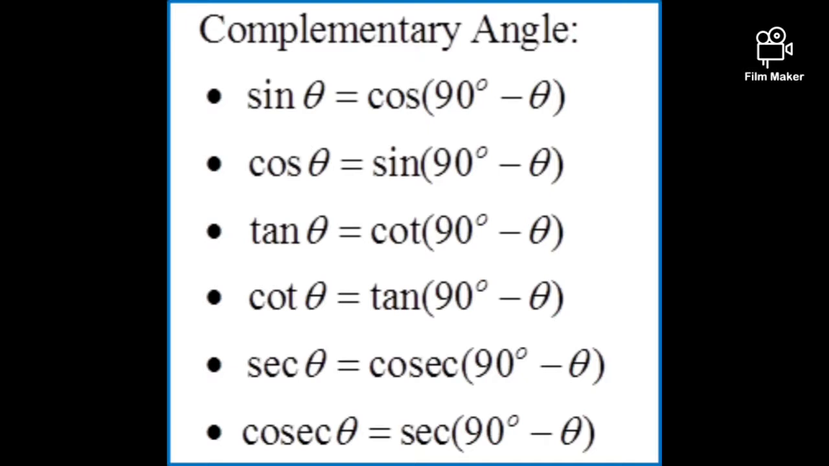So, the next topic we learned earlier was the complementary angles. That is, sine theta is equal to cos of 90 degree minus theta, cos theta is equal to sine of 90 degree minus theta, tan theta is equal to cot of 90 degree minus theta, cot theta is equal to tan of 90 degree minus theta, sec theta is equal to cosec of 90 degree minus theta, and cosec theta is equal to sec of 90 degree minus theta.